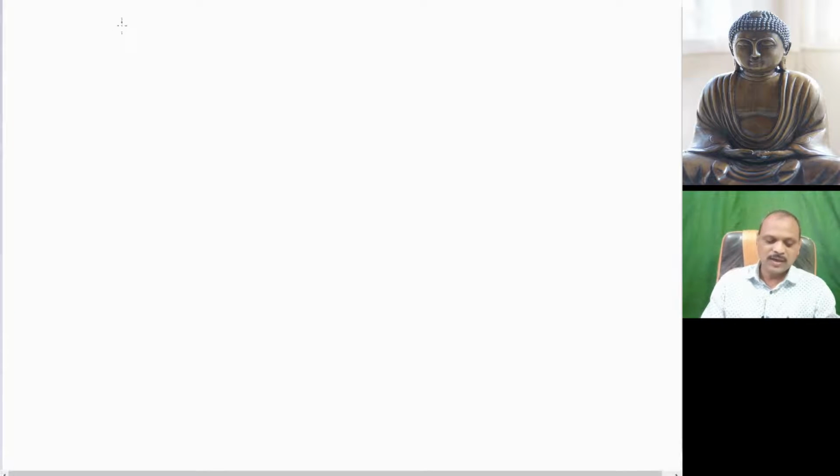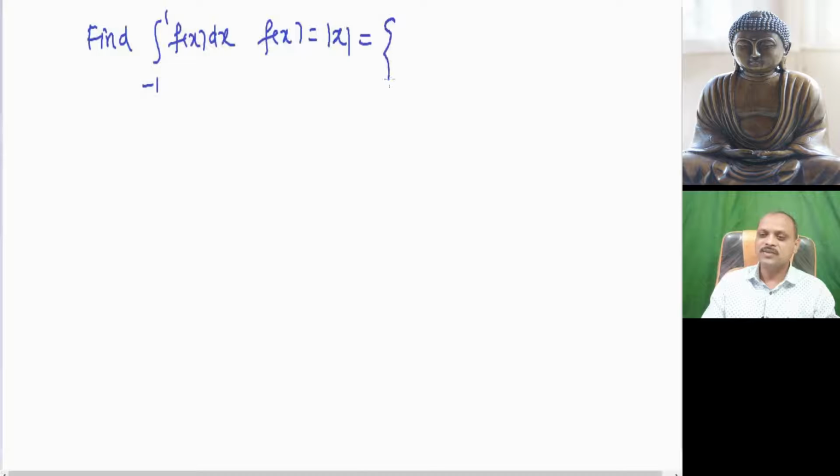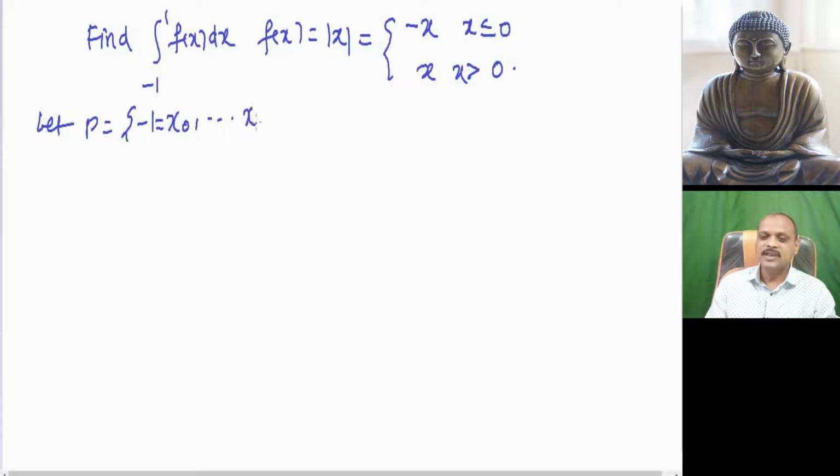Suppose that we need to find the integration of f of x between the limits -1 to 1, where f of x equals mod x, and we know that this has two values. This is minus x for x less than or equal to 0, and x, positive values, when x is greater than 0. Now let us consider the partition P.